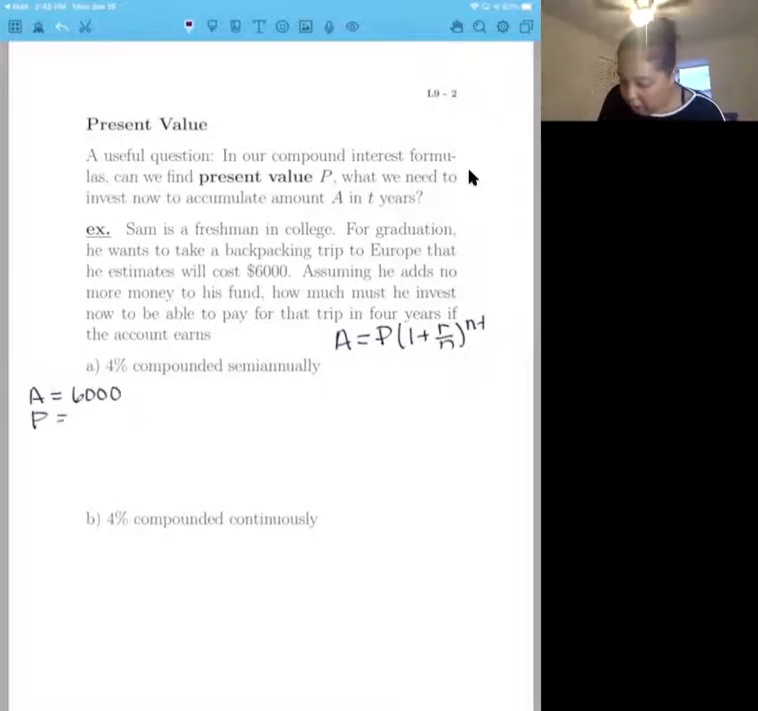We are looking for P, the amount we want to invest. My R is going to be 0.04. My T is going to be 4 years. And N, semi-annually, is 2.